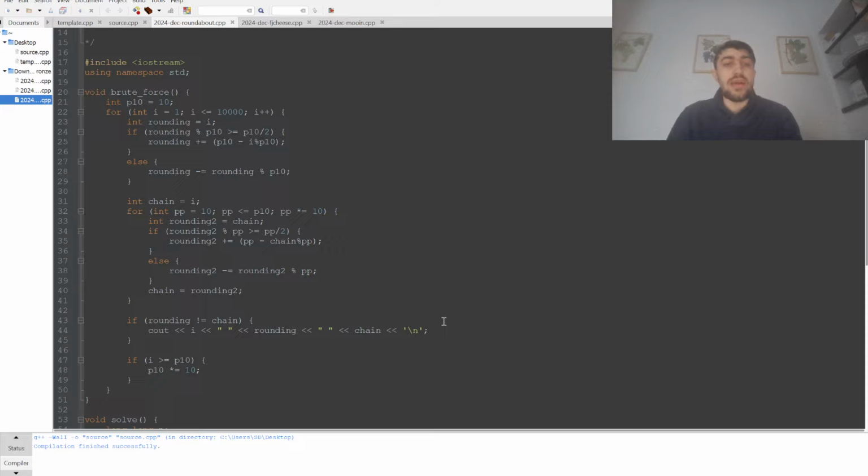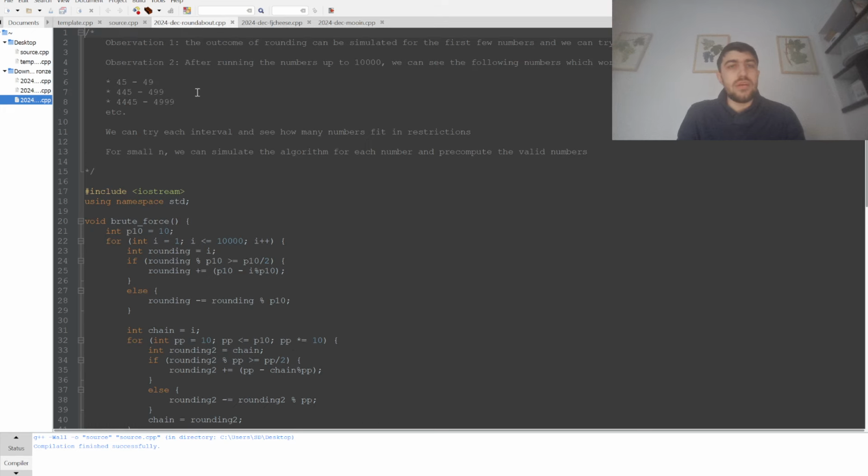And when I did this, I realized that the numbers for which it was working were 45, 46, 47, 48, 49, but also again 445, 446, all the way to 499, and so on. And after doing a few more runs, I realized that the ranges for which the numbers work can actually be found using a relatively nice pattern.